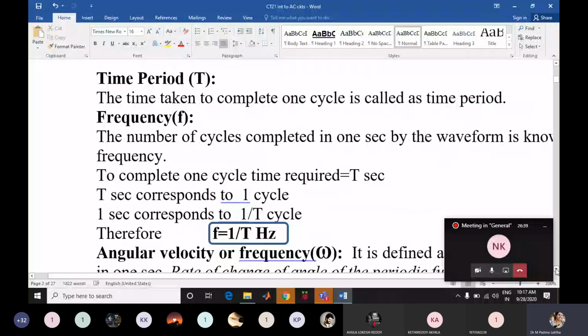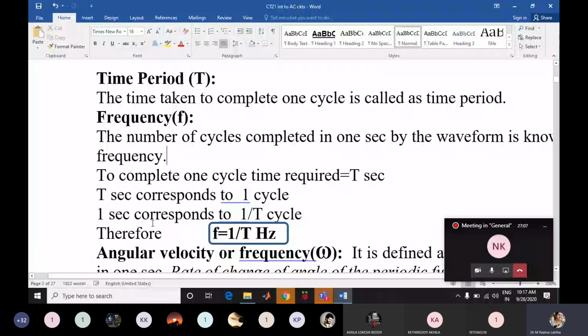Next definition is frequency. So what is frequency? This also all of you know. The number of cycles completed in 1 second is known as the frequency. We already know the time required to complete one cycle is the time period. So for one cycle, the time required is 2 seconds. That means 2 seconds corresponds to one cycle.